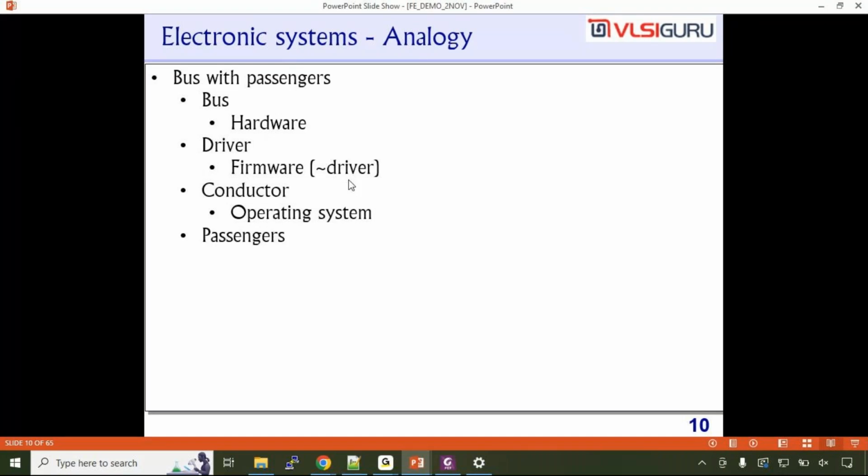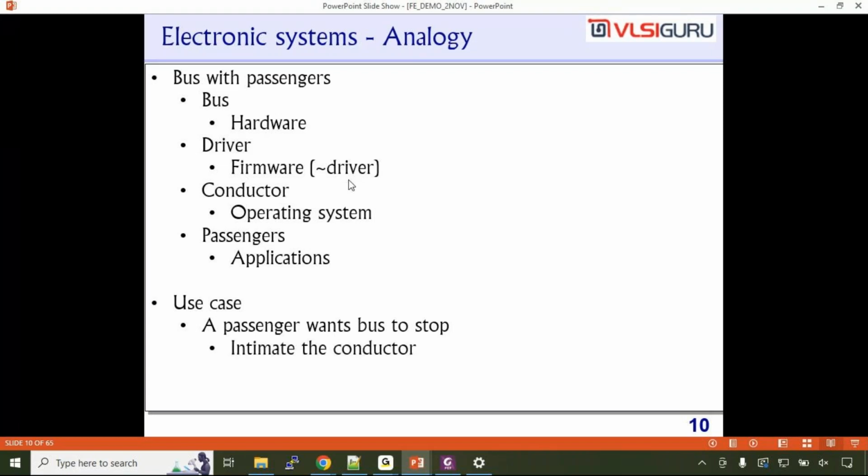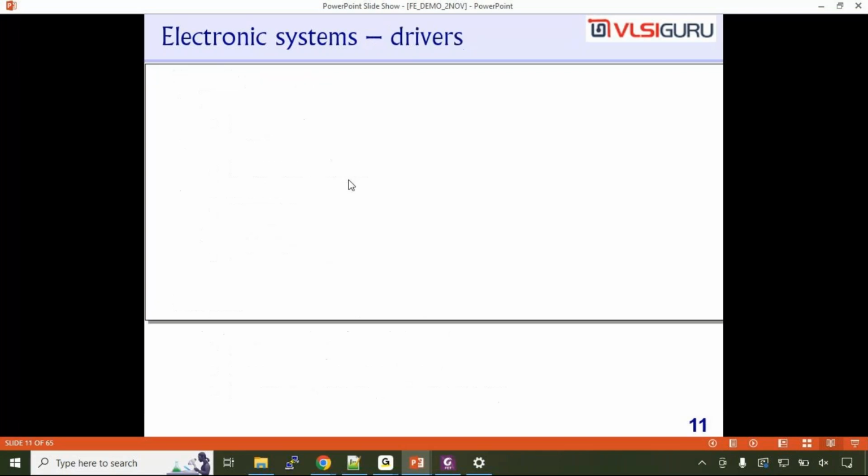So passengers are what? Applications. So how does it work? Let's say a passenger wants the bus to stop. Will he go and apply the brake himself? No, right? He informs the conductor. The conductor informs the driver. The driver has the controls, then he stops. It's a simple analogy. A similar thing happens in electronic systems also.